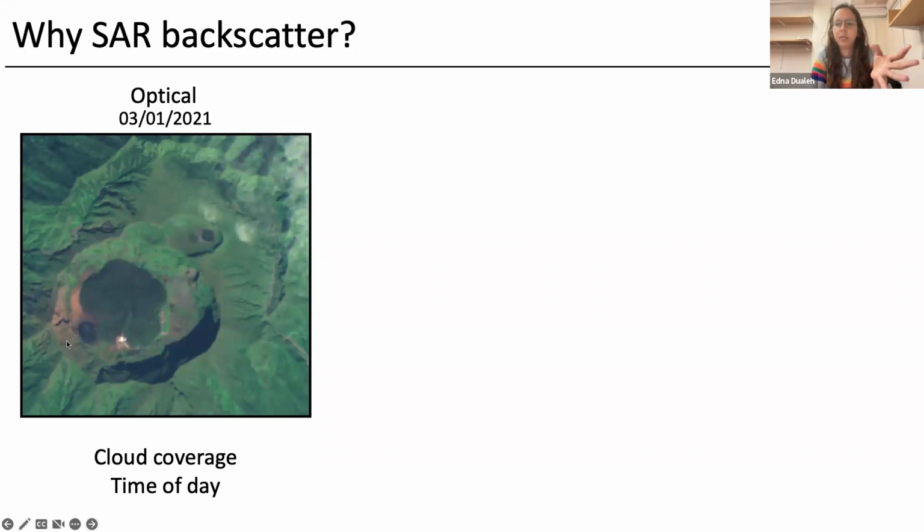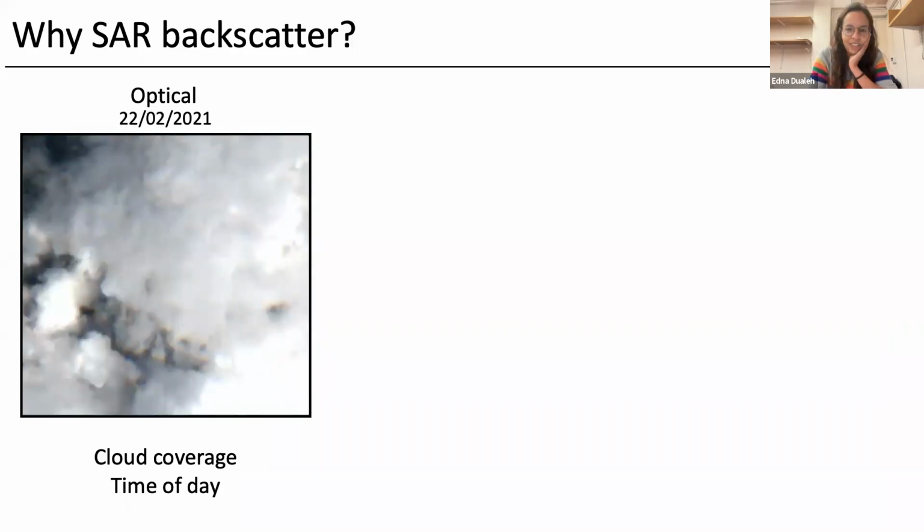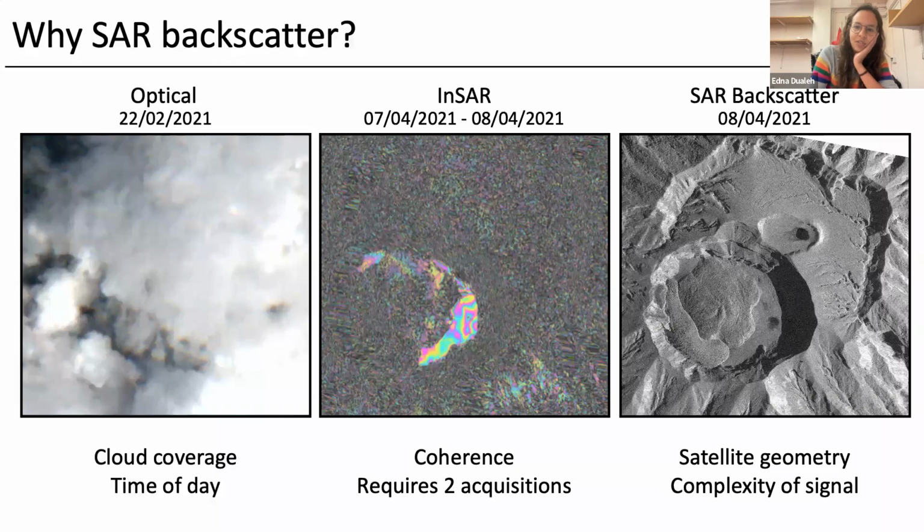However, they are limited by the time of day, as well as being dependent on cloud coverage. So this can limit the observations you can make, especially at tropical volcanoes, where there's a lot of cloud coverage, and during ongoing explosive eruptions. Over the last few decades, synthetic aperture radar methods have become more frequent for volcano monitoring.